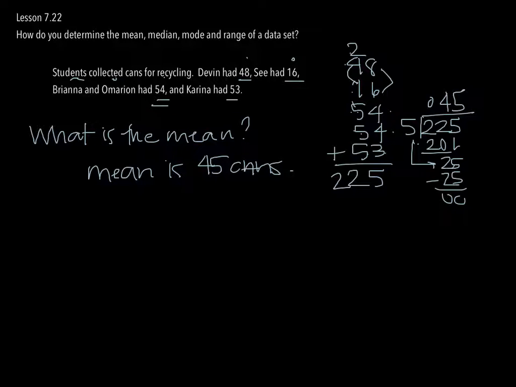So that's roughly how many cans each person brought if you were to average them all out. Even though C only brought 16, and Karina and Omarion brought 54, Devin was the only one who brought really close to the average. Okay, so next we're going to look at the question.